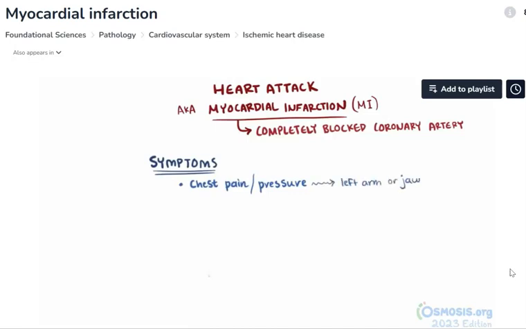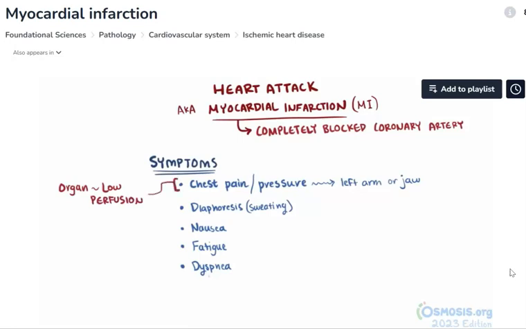Patients that have an MI will most commonly have severe and crushing chest pain or pressure that might radiate up to the left arm or jaw. They might have diaphoresis or sweating, nausea, fatigue, and dyspnea. All of these are either a direct result of an end organ, like the heart or the brain not getting enough perfusion, so think chest pain and dizziness, or from the sympathetic response from the body to help the heart work harder and preserve blood pressure, so think sweating and clammy skin.